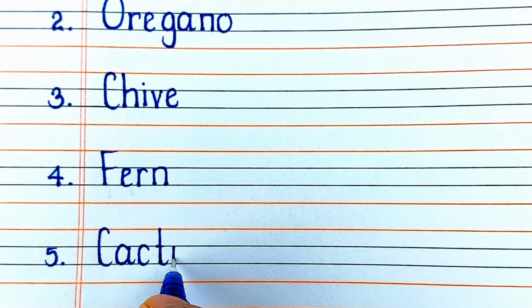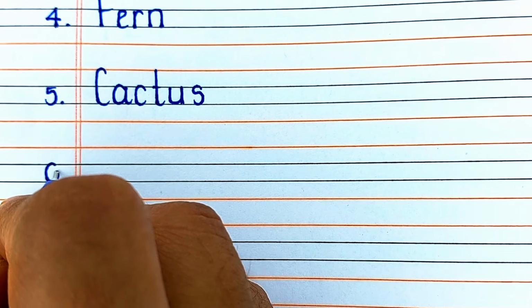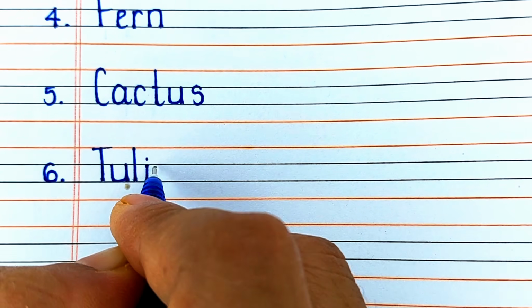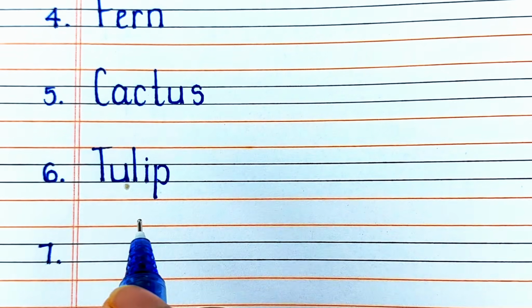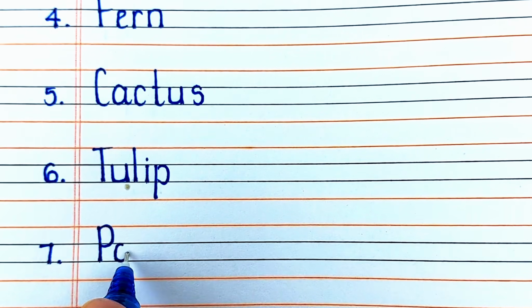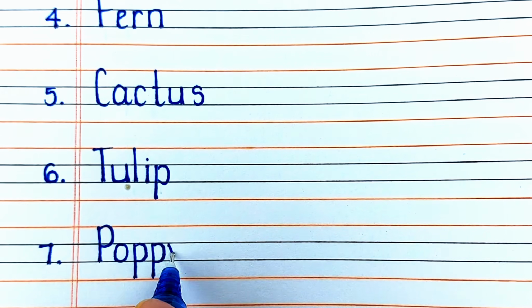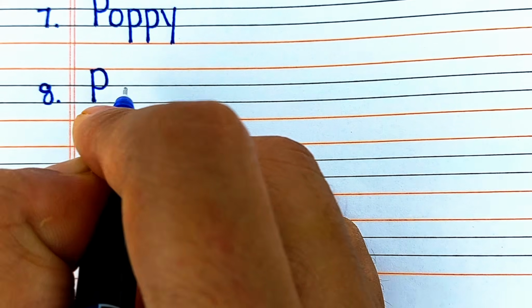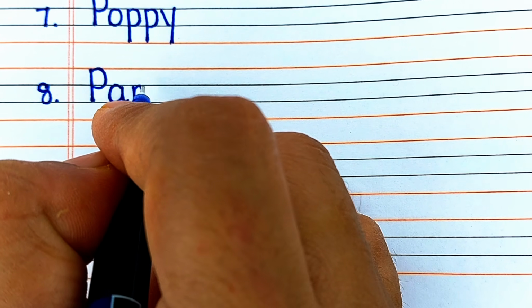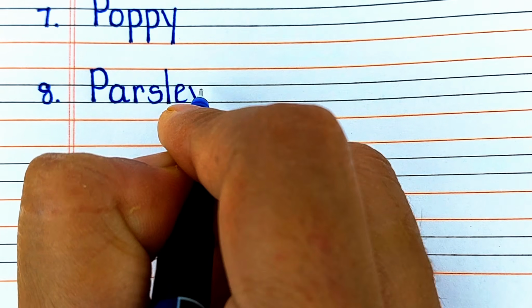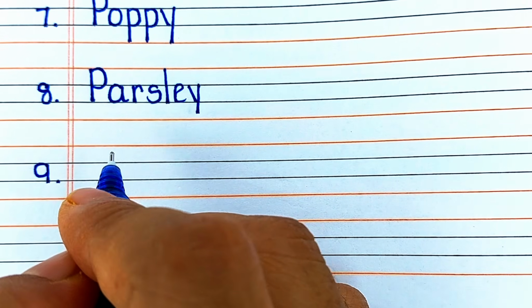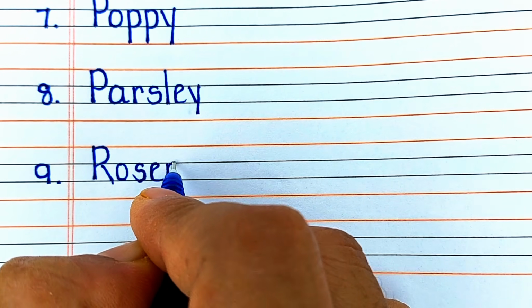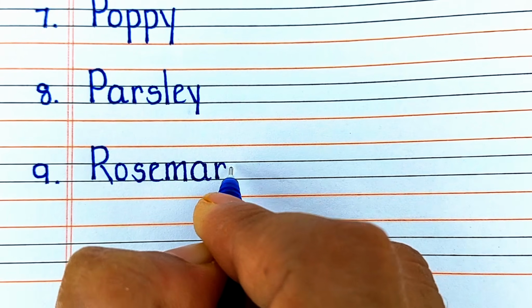Next plant in our list is cactus. Next is tulip plant. Next plant is poppy. Next plant is parsley plant. Next is rosemary.